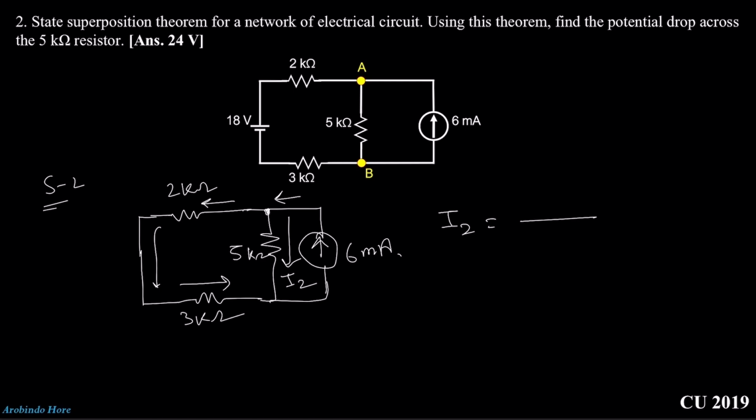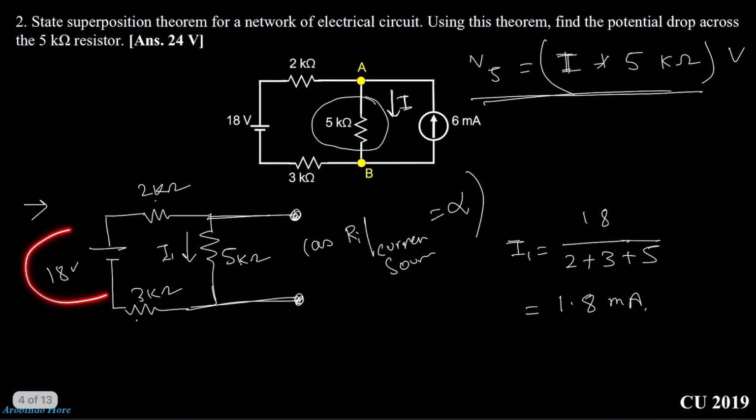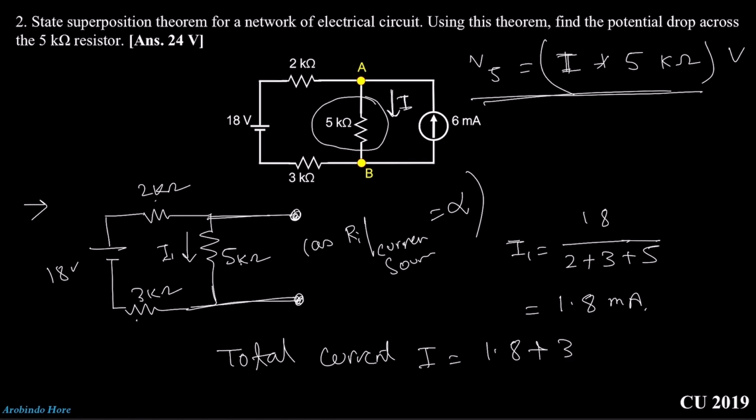Then we can write the opposite resistance, which will be how much? 2 and 3 in series, 5 kilo ohm. So 5 kilo ohm divided by the total resistance, here 5 and here 5, that means 10, multiplied by 6. That means it will be 3 milliampere. So for the 6 milliampere source, we got the current 3 milliampere, and for the 18 volt voltage source, we got the current 1.8 milliampere. So the total current I will be 1.8 plus 3 milliampere, that means 4.8 milliampere.